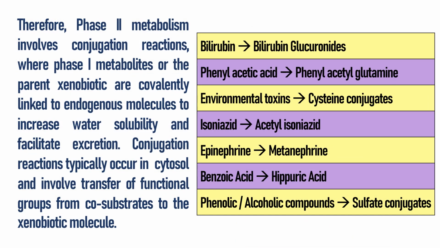Therefore, phase 2 metabolism involves conjugation reactions, where phase 1 metabolites, or the parent xenobiotic, are covalently linked to endogenous molecules to increase water solubility and facilitate excretion. Conjugation reactions typically occur in the cytosol and involve transfer of functional groups from co-substrates to the xenobiotic molecule. Some substances along with the transformed product after phase 2 conjugation reaction have been shown in the box alongside. Please pause here again and go through this list.